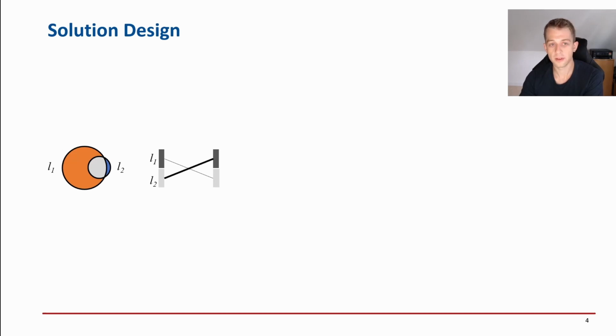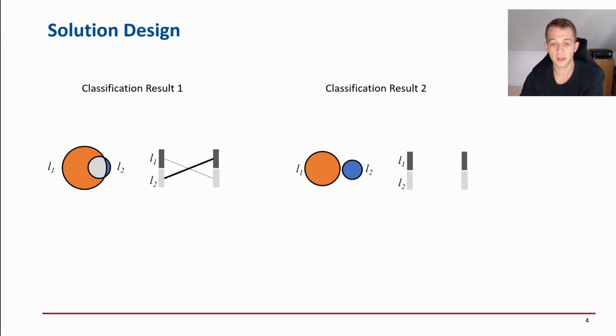Now, there could be other classification results where these label overlaps are completely different. For example, there are no items that were assigned to label L1 and L2, and therefore no lines would be drawn. And there are a myriad of other possibilities here.